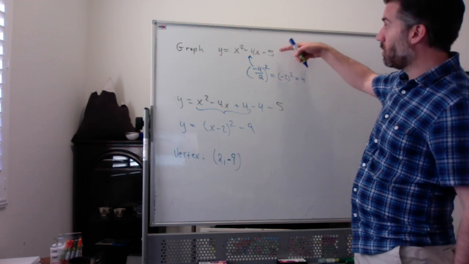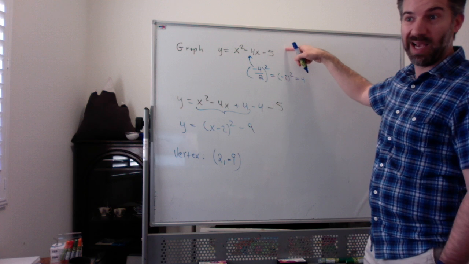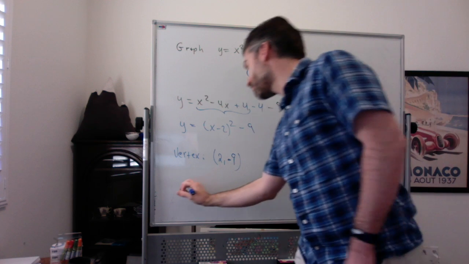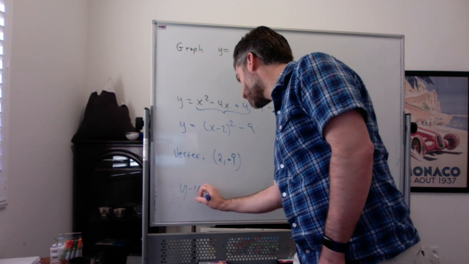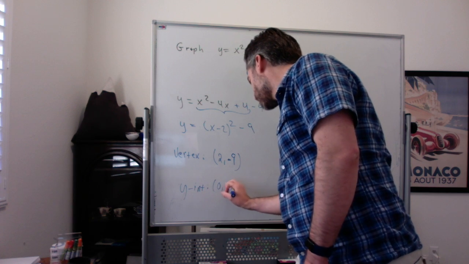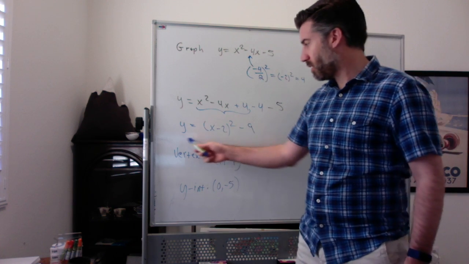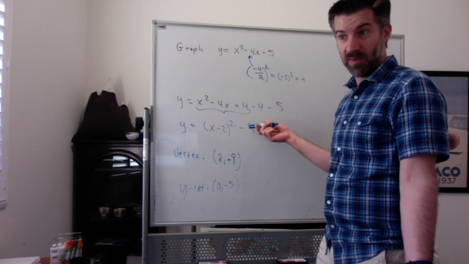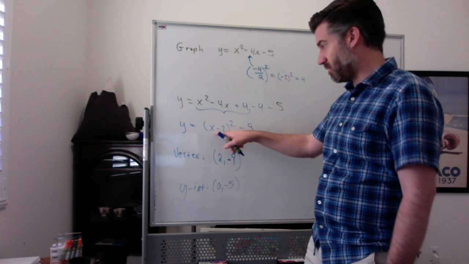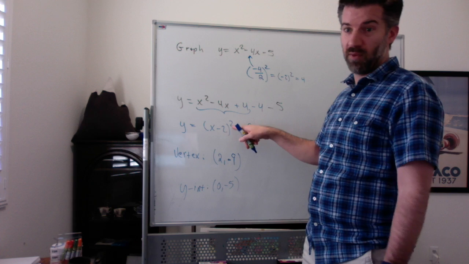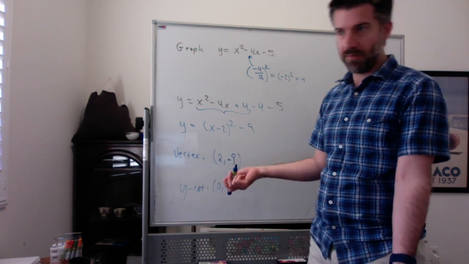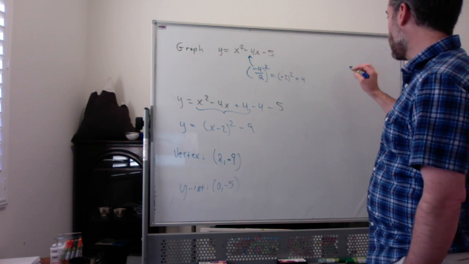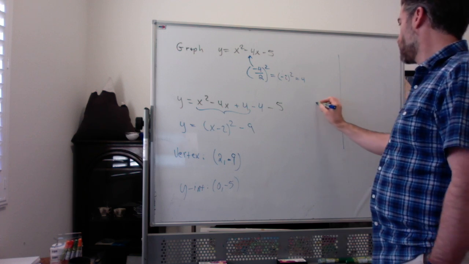Looking back at the original form, it's easier to find that the y-intercept is 0, negative 5. If we look at this format, you actually have to do a little more work to find the y-intercept. If you plug in 0 for x, 0 minus 2 is negative 2 squared is 4, and then 4 minus 9 is negative 5. So then we start graphing it.